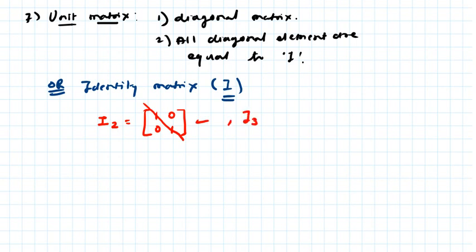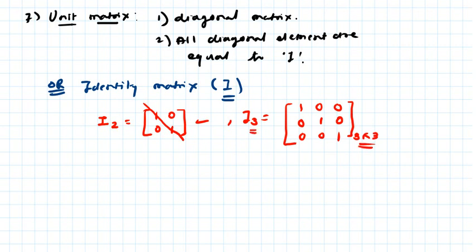We can consider the matrix of order 3. This will be 1 0 0, 0 1 0, 0 0 1. So this is a matrix of order 3 by 3. That is why I have written here as 3. So it is a diagonal matrix and all the entries along the diagonal are equal to 1. So that is why it is a unit or identity matrix.